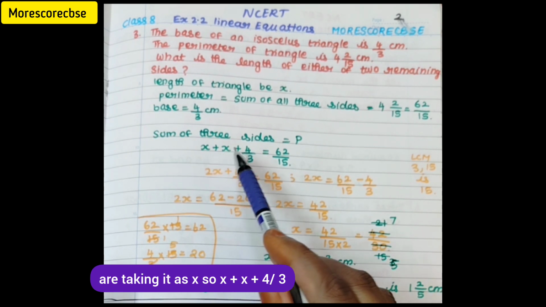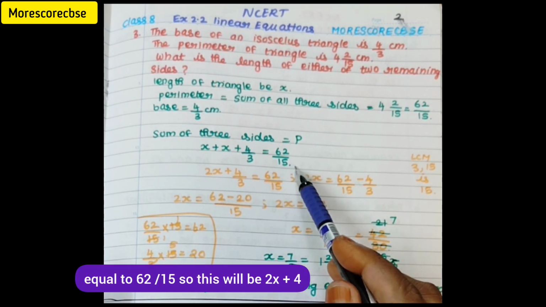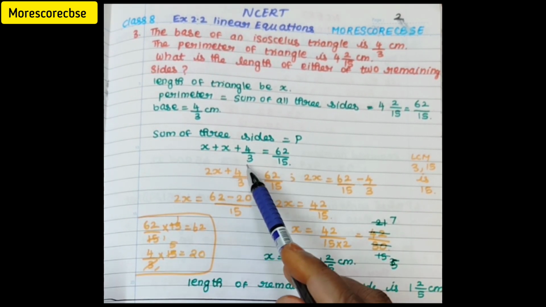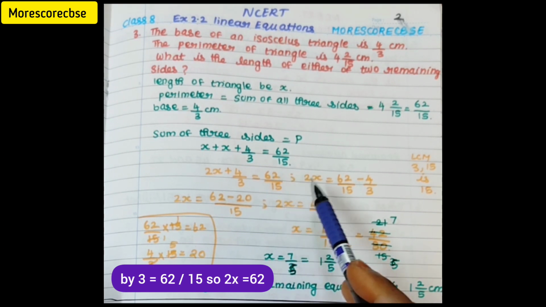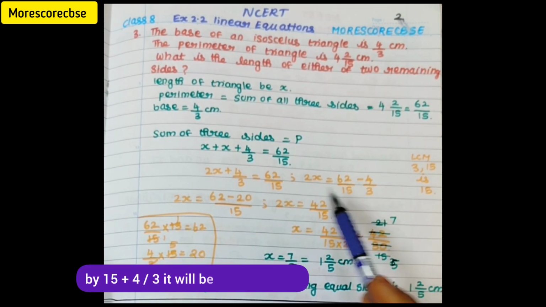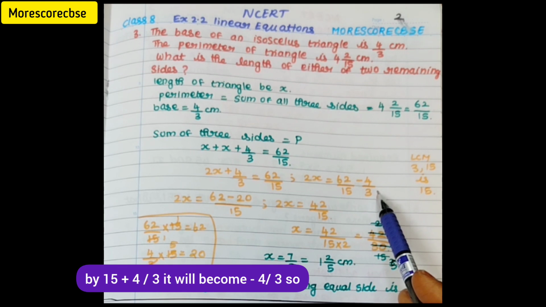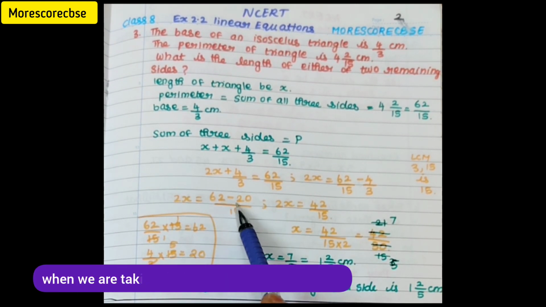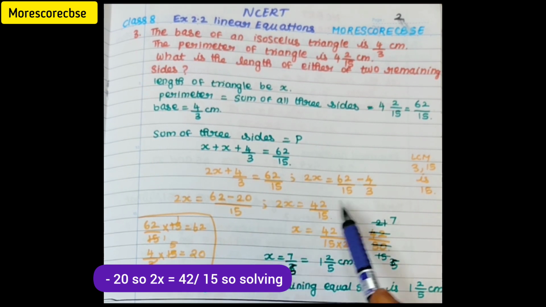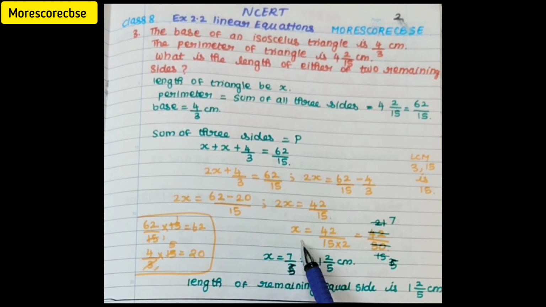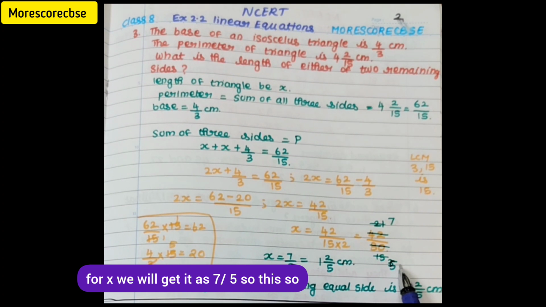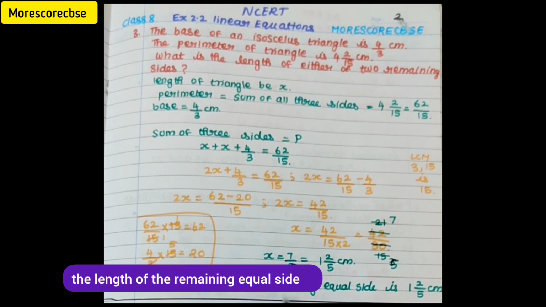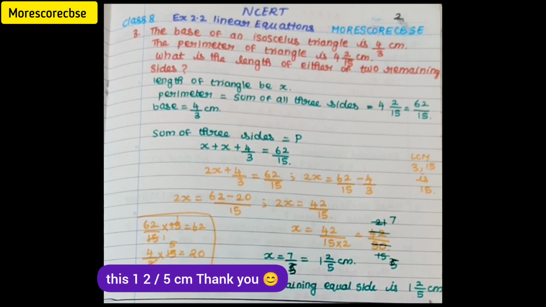So x plus x plus 4/3 equal to 62/15. So this will be 2x plus 4/3 equal to 62/15. So 2x equal to 62/15 minus 4/3. When we take the LCM, we get 15. So 62 minus 20, so 2x equal to 42/15. Solving for x, we get 7/5. So the length of the remaining equal side is 1 2/5 centimeters.